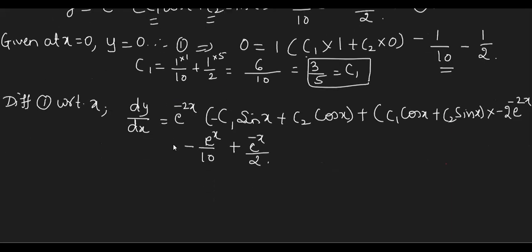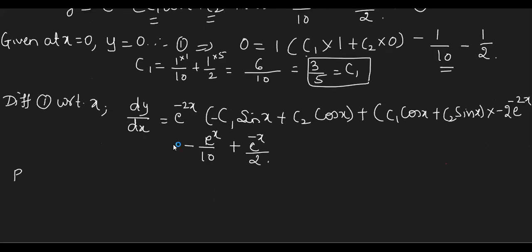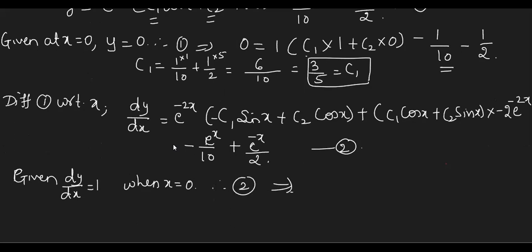Now don't simplify by taking common and all. You put the condition directly. What is the condition given? dy by dx is equal to 1 when x is 0. Correct? Now let me call it equation 2. Therefore, equation 2 becomes dy by dx, I have to take it as 1. Here, where all x is there, take it as 0.